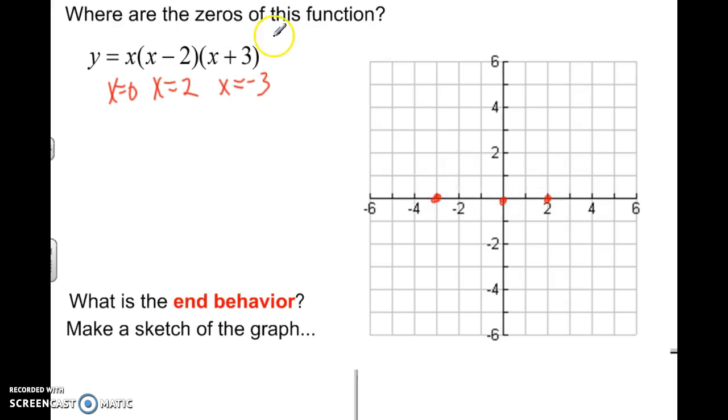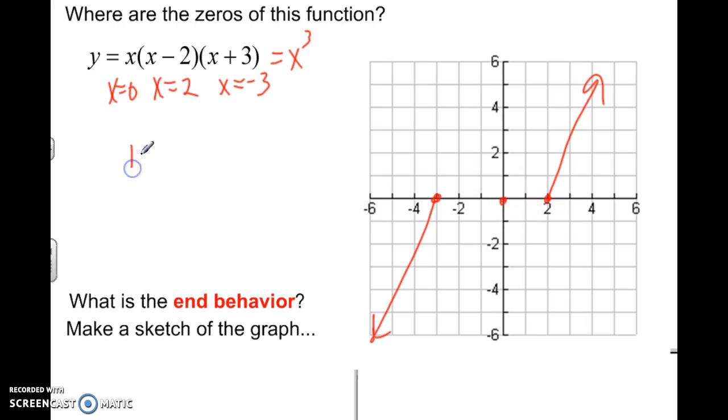And end behavior in this one, I know the first term is x to the third. That's positive and odd, so it's going to start low. It's going to end high. And this is where it gets tricky on this one. So what's going to happen in between here? So you can just plug in a value. That's one way of doing this. Let's plug in a value in between 0 and 2, like 1.